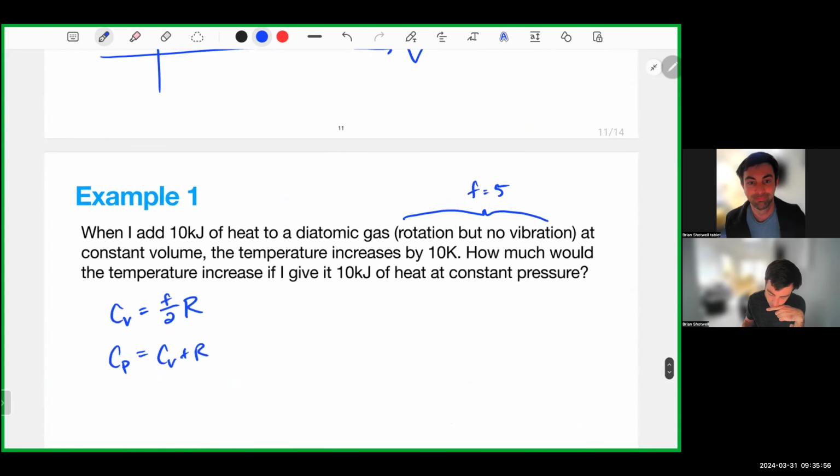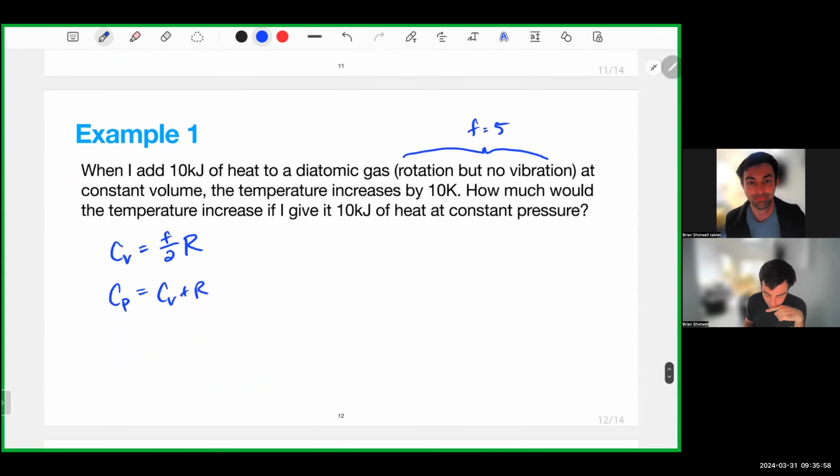So for this example, the temperature is not going to increase as much because I'm giving it the same amount of energy, but it's at constant pressure, isobaric. We're going to go to the right on the PV diagram. The gas is expanding, and it's going to waste some of that heat by expanding. It's got to do work on its environment in order to expand. So the answer is going to be less than 10 K.